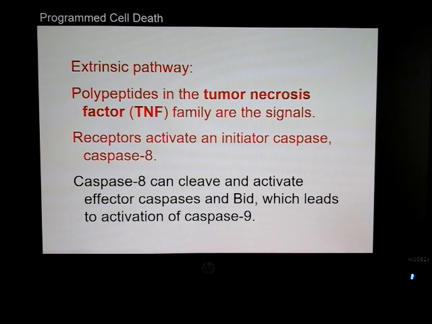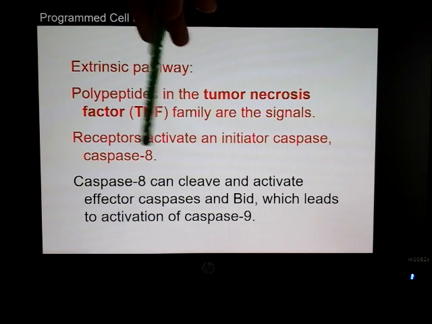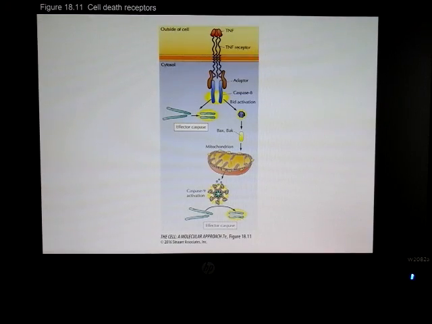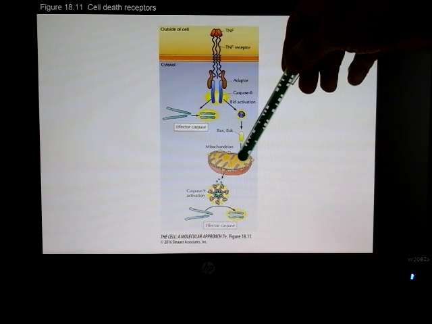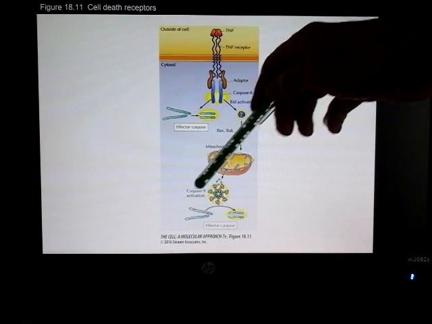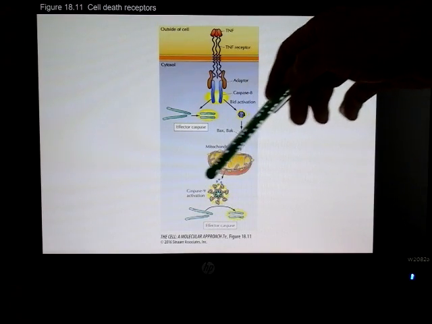So our extrinsic pathway, guys, tumor necrosis factor we talked about before, so I'm not going to go into it that much more, but NF-kappa B can be regulated by that. And the receptors activate another initiator caspase called caspase 8. So again, tumor necrosis factor stimulates. Here's caspase 8. Eventually, the Bax and Bak get into the mitochondria, and then you get your complex over here.